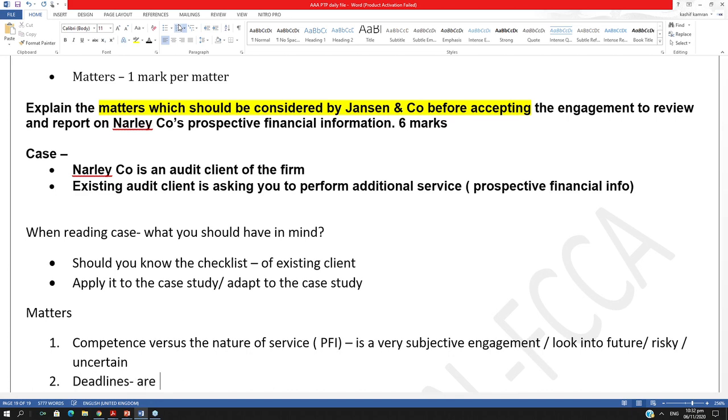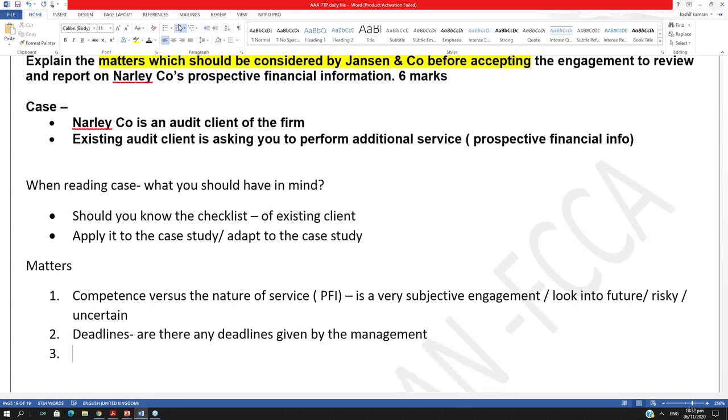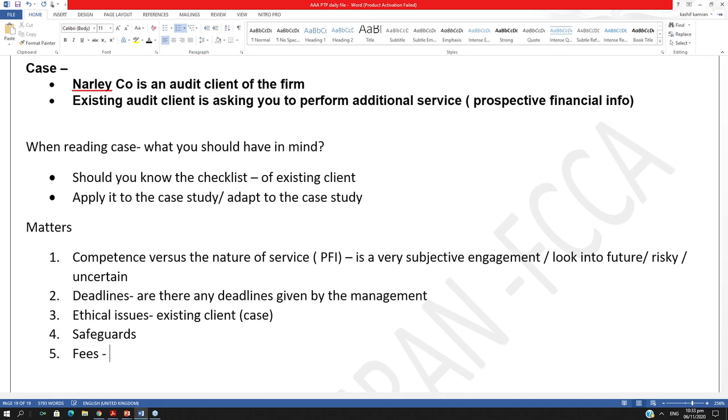Are there any deadlines given by the management? Okay, I will be looking at some ethical issues because it's my existing client. So being my existing client, I will be looking for some ethical issues from the case. If there are any ethical issues, I will be looking forward to the safeguards. I will be considering my fees versus complex services. Fees versus, is it a complex service? Fees versus complex service.